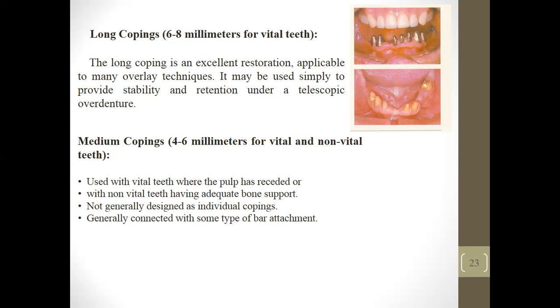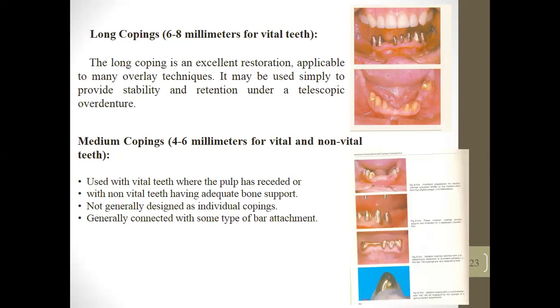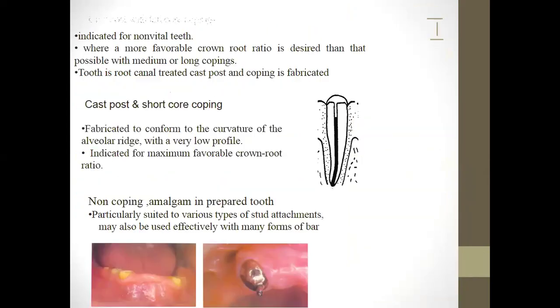This type of denture can be planned in patients who have large interarch space. And as you see, with the height, you get better retention and stability. So this is the advantage of using long copings. For patients with lesser interarch space, you can go for medium copings. Again, these two can offer you a decent amount of retention and stability.